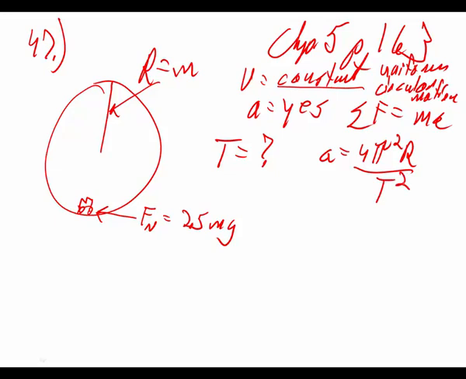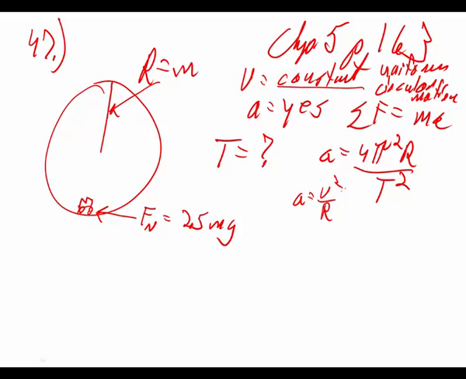And where does that come from? Well, that comes from this equation. This comes from a is equal to v squared over r. And where does all that Greek arithmetic come from? And I like the Greeks. Thank God for them. That comes from the velocity of an object going in a circle.